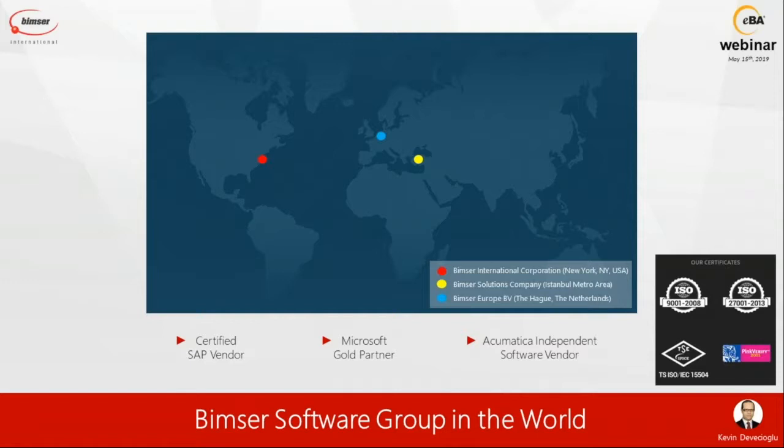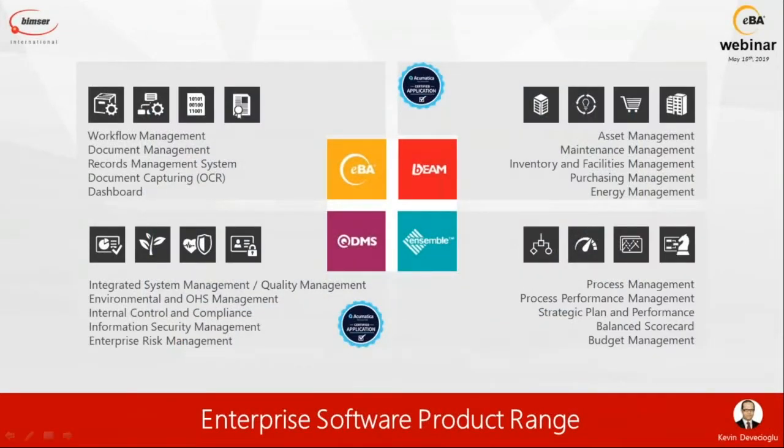Bimser is a certified SAP vendor, a Microsoft Gold partner, and an Acumatica Cloud ERP software vendor. Bimser is certified by ISO. Bimser has ISO 9001 certification, ISO 27001 certification, and a certification called PinkVerify for the solution of EBA ITSM ITOM. Since 1998, as Bimser International, we have been very focused.